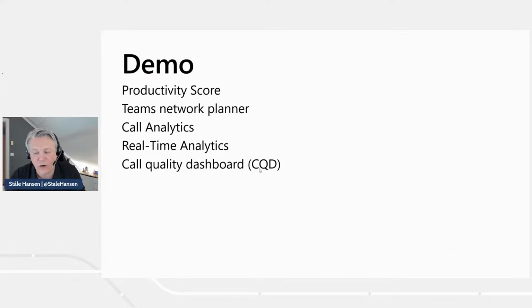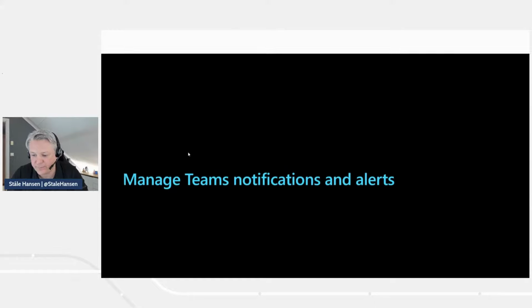So productivity score, where you can find the Microsoft 365 network tool, Teams network planner, call analytics per user, and now you can even do real-time analytics, which you also find in the same location as I showed you for that user, so that you can monitor a call live. This is rolling out now as general availability, and you should see it in your tenant. And then you have the call quality dashboard. All these tools together will help you investigate performance issues.